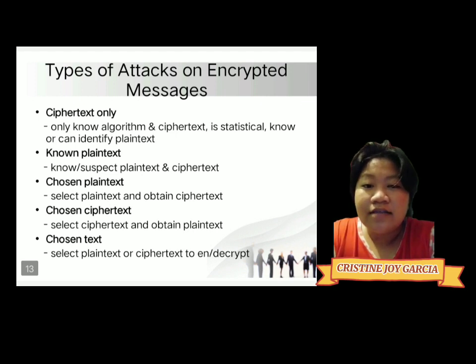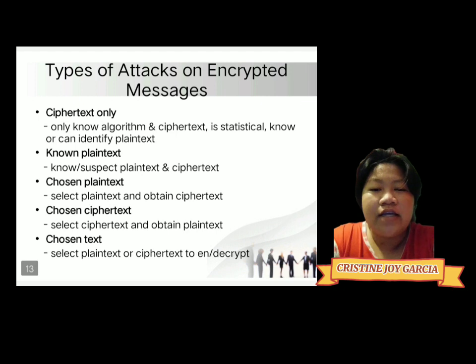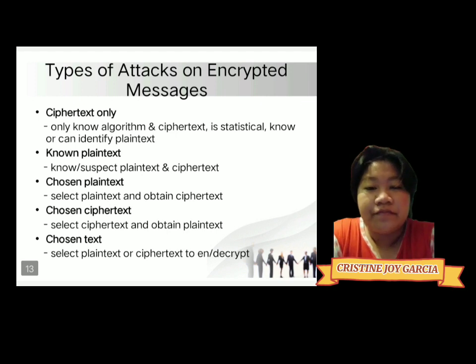Chosen plain text: select plain text and obtain the ciphertext. Chosen ciphertext: select ciphertext and obtain the plain text. The cryptanalyst can gather information by obtaining decryption of chosen ciphertext. From these pieces of information, the adversary can attempt to recover the hidden secret key used for decryption.